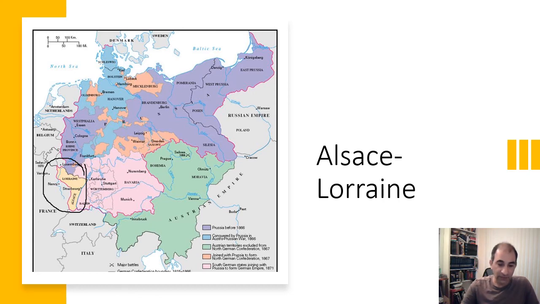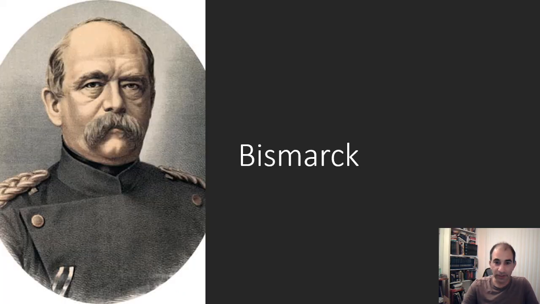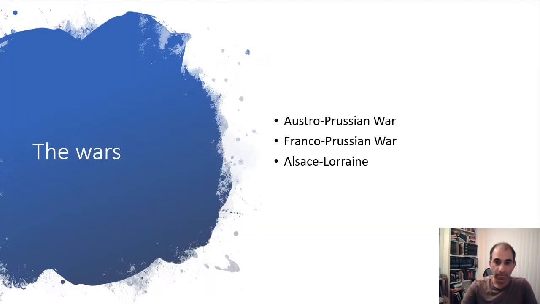So he goes to Otto von Bismarck. Let me show you a picture of Bismarck. There he is. That's Bismarck smiling. And this is Otto von Bismarck. And he is given now the job to unify these areas. So how is he going to do this? Well, he's going to fight a couple wars. So here's kind of the wars, and I put Alsace-Lorraine here again. Austro-Prussian War, Franco-Prussian War, and then the territory of Alsace-Lorraine.